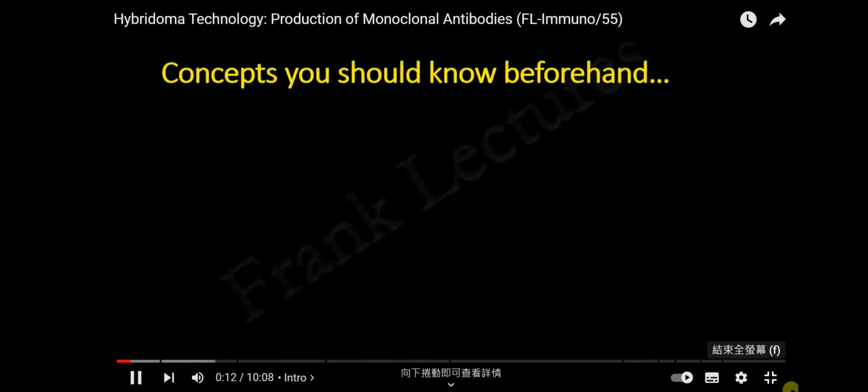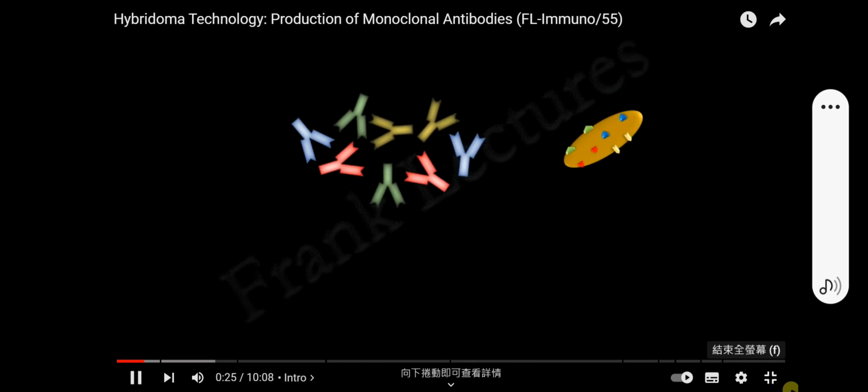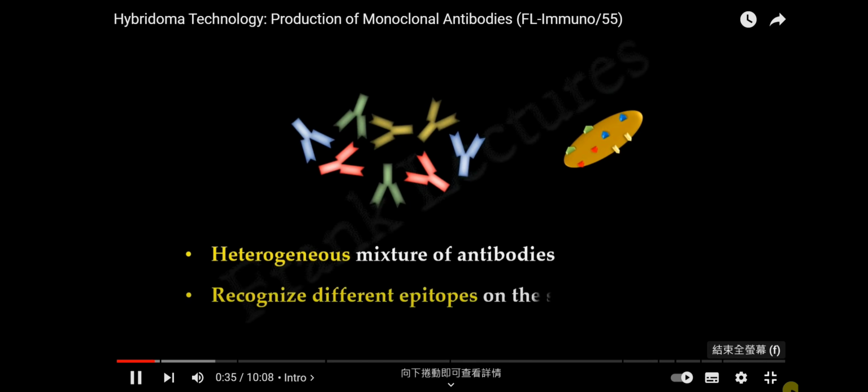Before starting today's video lecture, I hope you have gone through the previous 3 video lectures. And now you all are familiar with the following concepts. Till now we have studied that in response to an antigen our immune system produces a heterogeneous mixture of antibodies. These antibodies are of different specificities, that is, these antibodies recognize different epitopes on the same antigen.